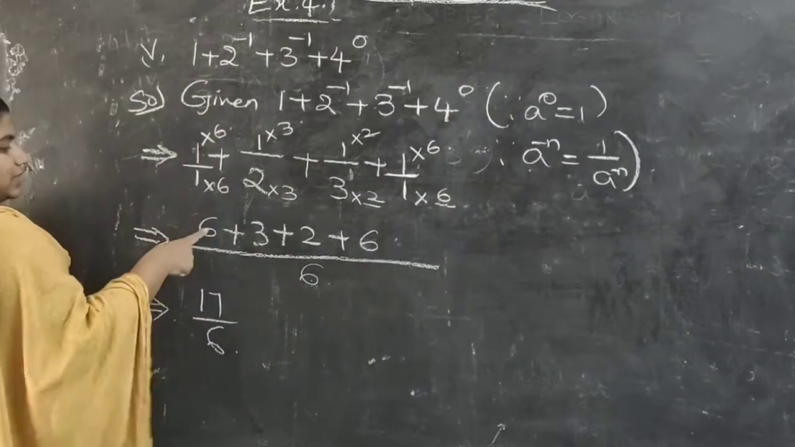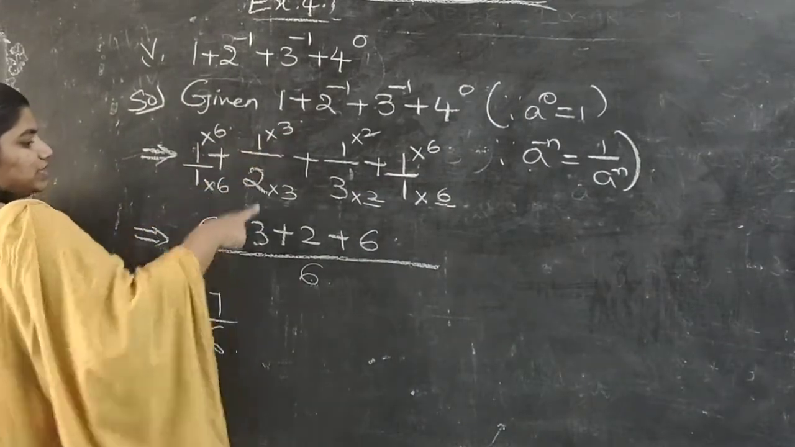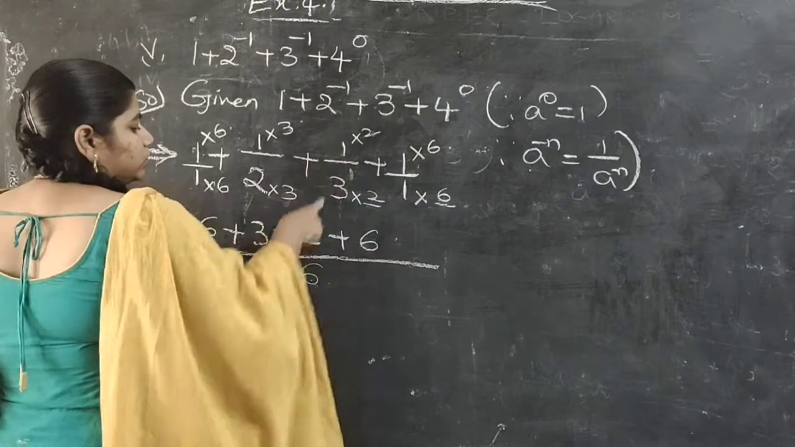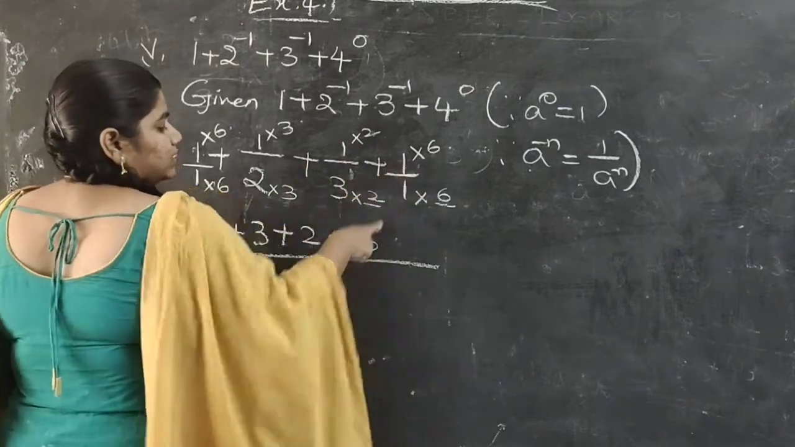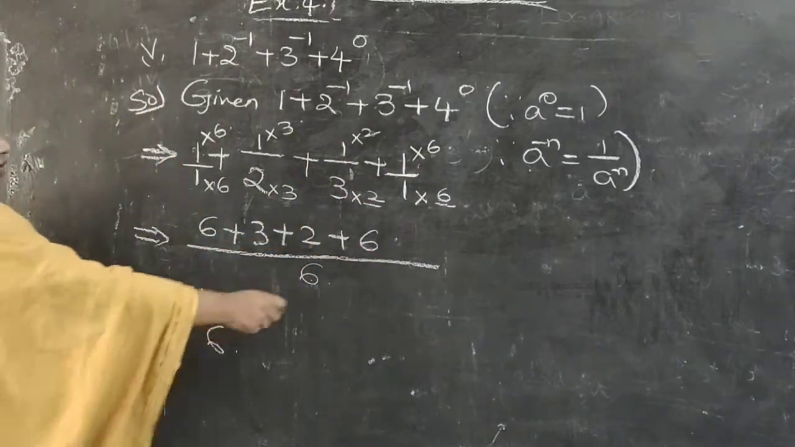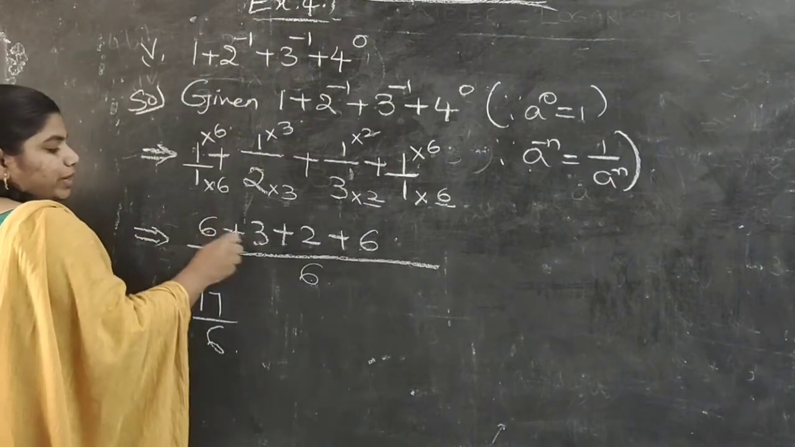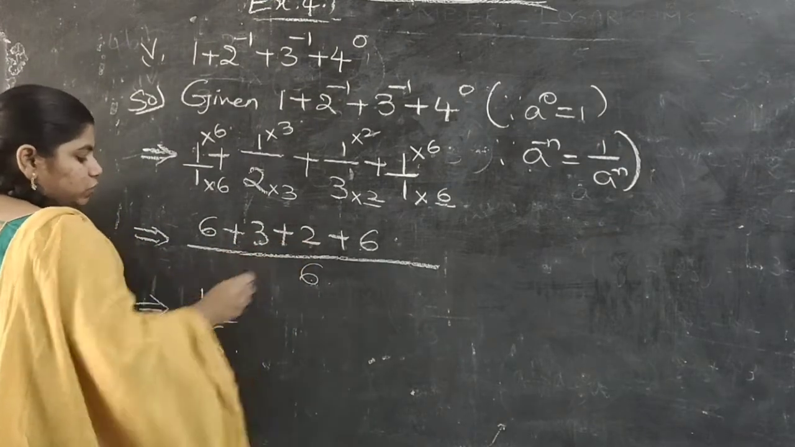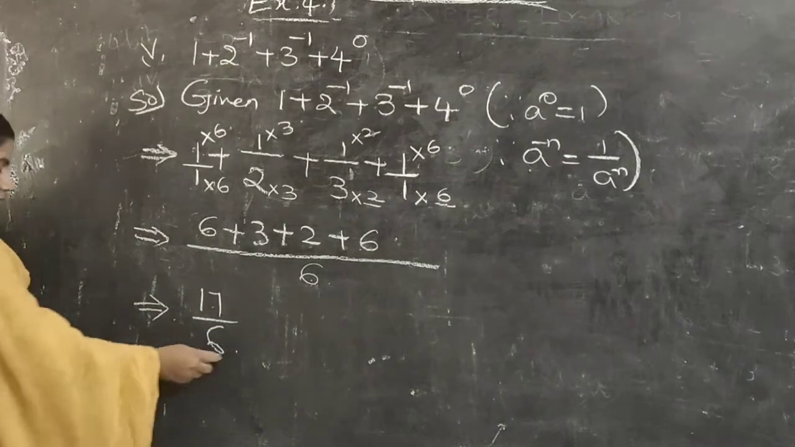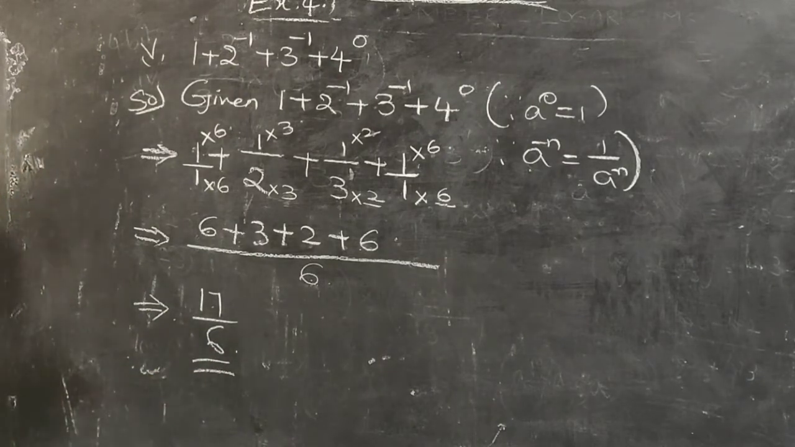So 6 1s are 6 plus 3 1s are 3 plus 1 2s are 2 plus 6 1s are 6. So add all the values. 6 plus 6 is 12, 12 plus 3 is 15, 15 plus 2 is 17. So what is the final answer here? 17 by 6.